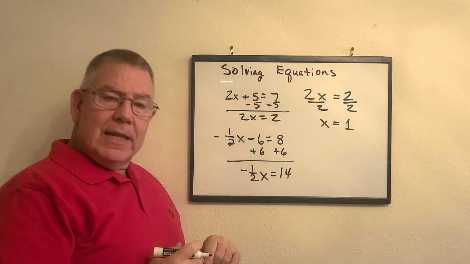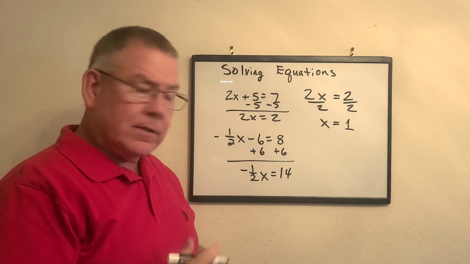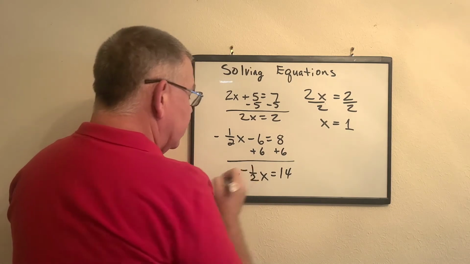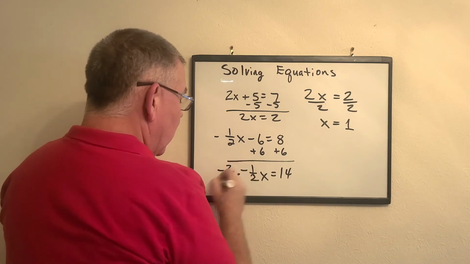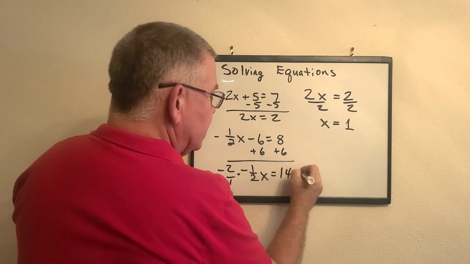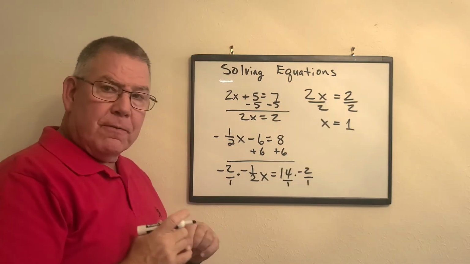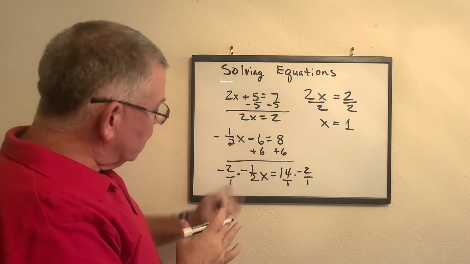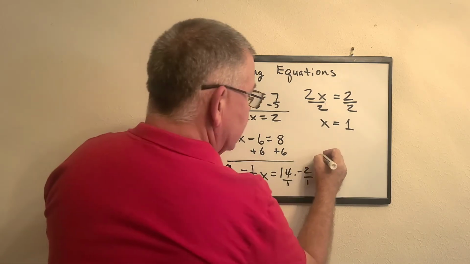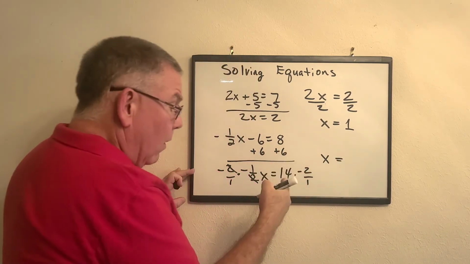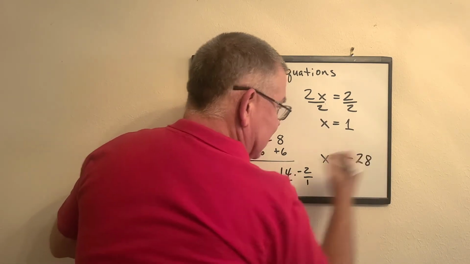Remember what I said in the other video about how we get rid of a fraction? We multiply by its reciprocal. So the reciprocal for negative 1 over 2 is negative 2 over 1. And whatever I do to one side, I must do to the other. And remember, we make that whole number a fraction by putting it over 1. So this is what I have. So this divides out. A negative times negative is a positive, so this is going to be x. Now, positive 14 times negative 2 is negative 28.